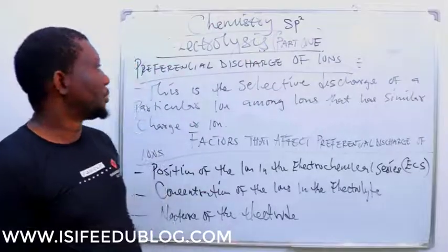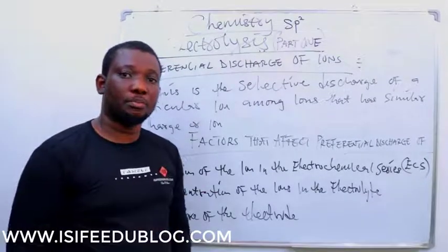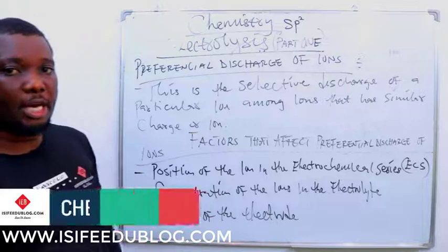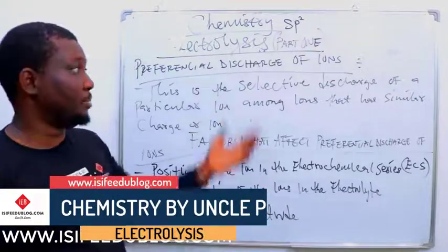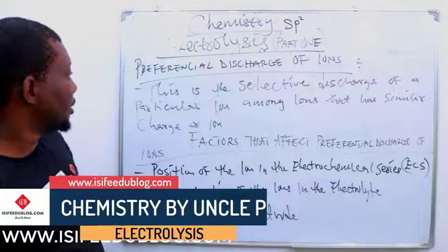Preferential discharge of ions. Some ions are preferentially selected for discharge during electrolysis. But let me start with the definition of preferential discharge.